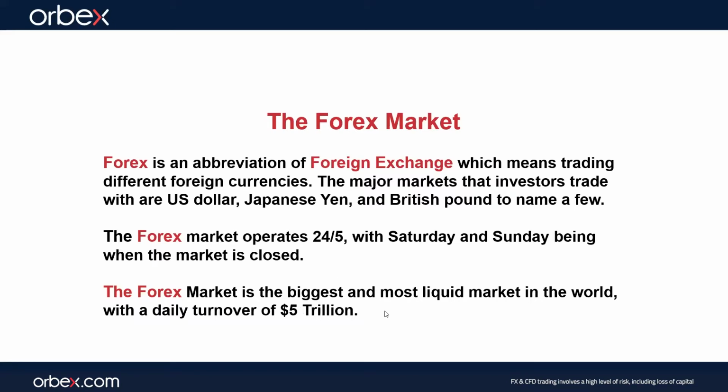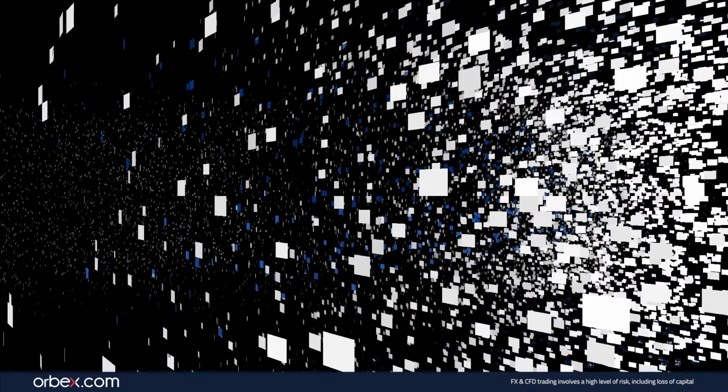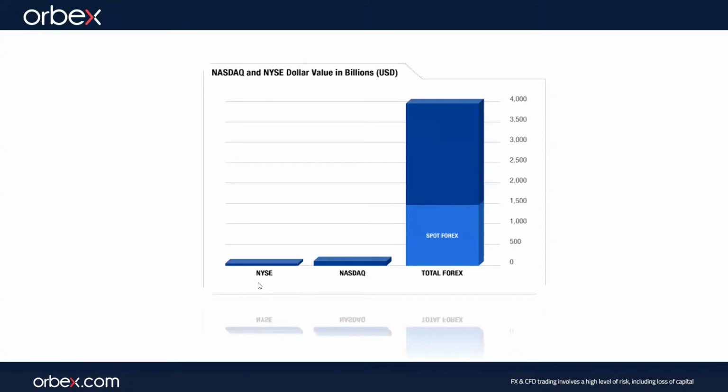The Forex market is the biggest and most liquid market in the world, with a daily turnover of $5 trillion. So what does that mean in regards to the amount of money that's put into the foreign exchange market? Well, if we take a look at the next slide, it's quite interesting because we've got the New York Stock Exchange here, for example, the NASDAQ 100, which is a very big index in the American economy. But if you look at the total amount of Forex, which is trading, this is over 4 trillion. Obviously, we can go up to 5. But if you look at the New York Stock Exchange and the NASDAQ, it isn't really even a little blip on the map of what Forex is traded on a daily basis.